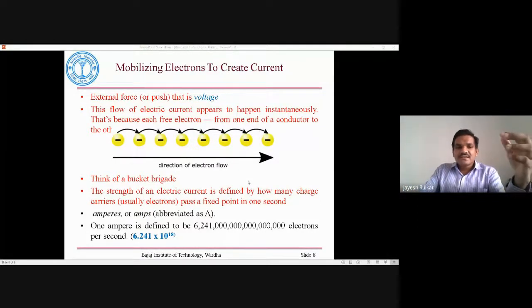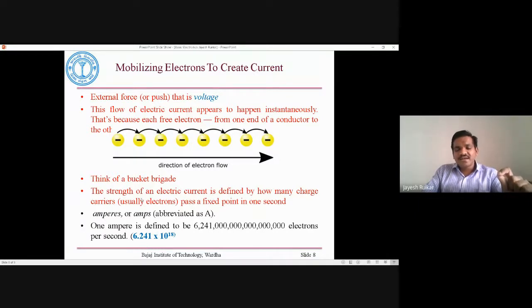Now we have understood how these electrons pass from one end of the conductor to the other end. When we talk about the strength of an electric current, this is how it is defined. The strength of electric current is defined as how many charge carriers, and charge carriers always means electrons, pass a fixed point in 1 second.